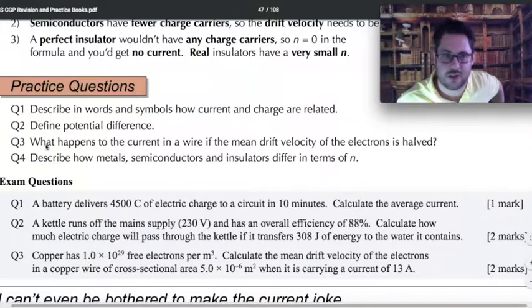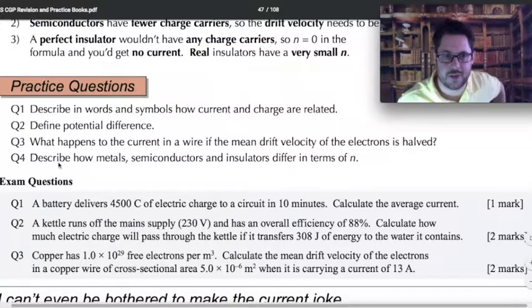And then 3, what happens to the current in a wire if the mean drift velocity of the electrons is halved? Well, if you halve the drift velocity, then you halve the current because it's directly proportional, provided that all the other variables stay the same.